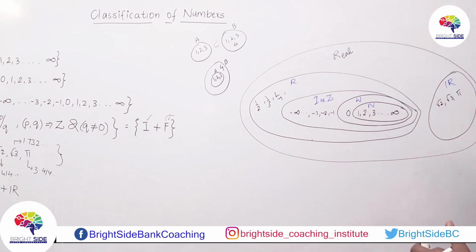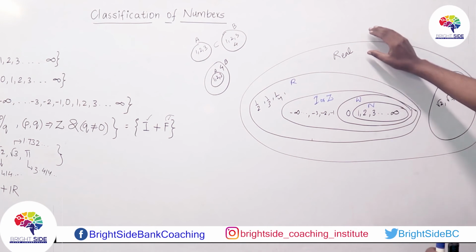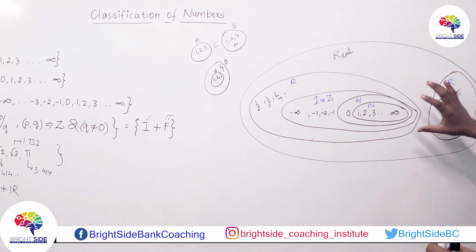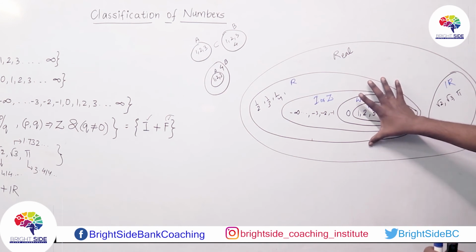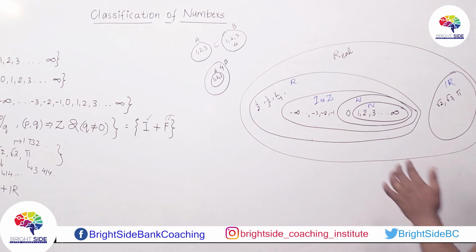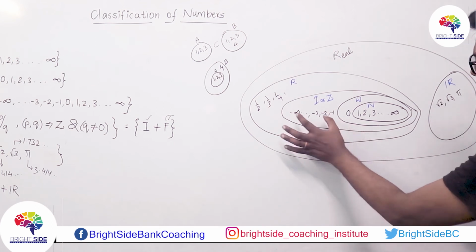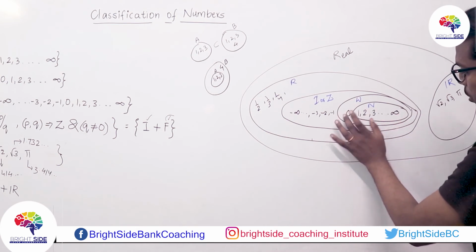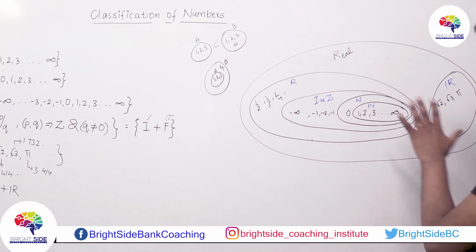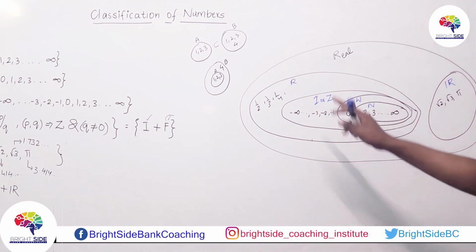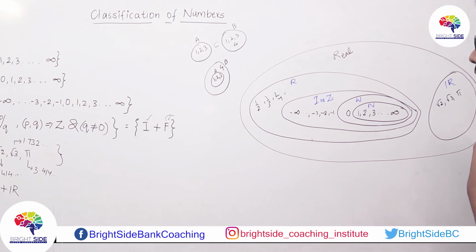Real number set. Okay, so in real numbers, rational numbers and irrational numbers will be there, and in rational numbers, integers and fractions will be there. And in the integers, we have negative numbers and whole numbers, and in the whole numbers we have 0 and natural numbers. So this is a pictorial representation of classification of numbers. Okay, let us see the flowchart type of representation.